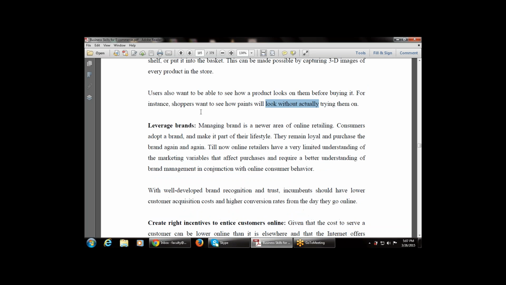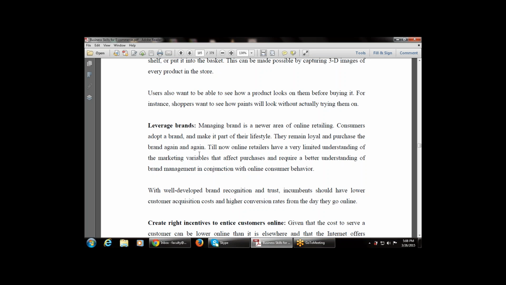Then the next issue is leveraging brands. That is, managing the brand is also one of the issues in online retailing. Most customers adopt a good brand and make it part of their lifestyle. They remain loyal and purchase the brand again and again.